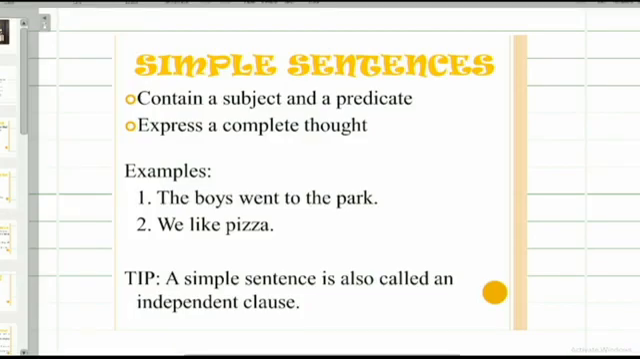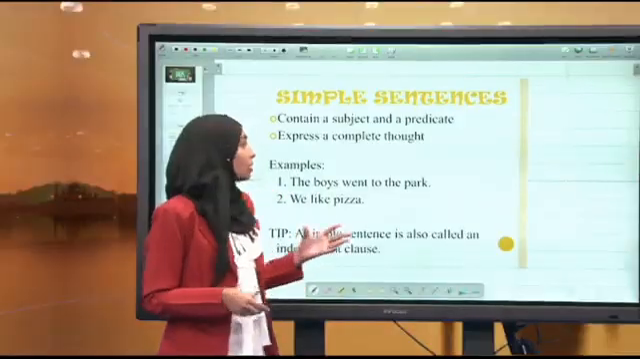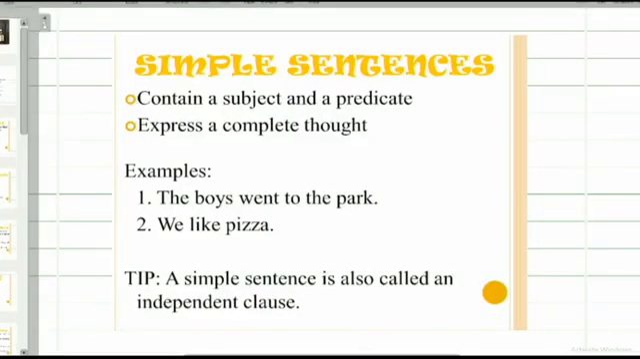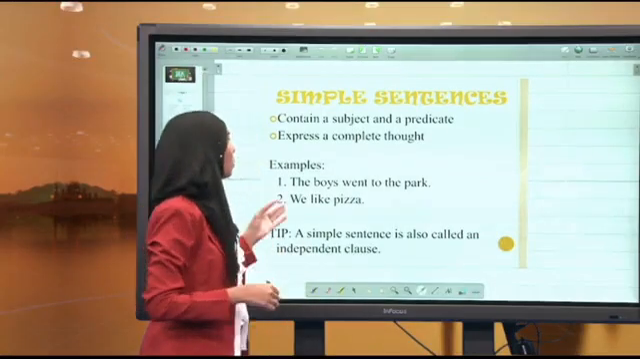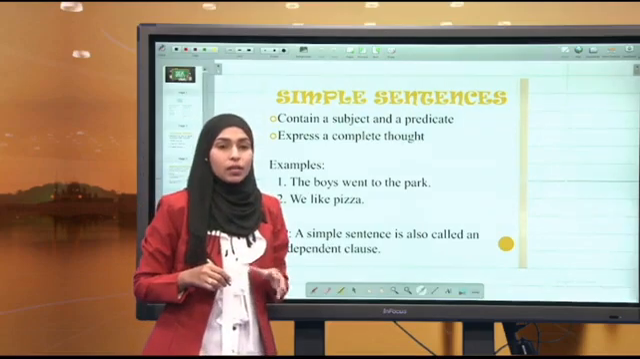So we're looking at a simple sentence, and for our first point there, we can see that a simple sentence contains a subject and a predicate. First of all, do you know what is the subject of your sentence and what is the predicate of your sentence? Those little bits of information are very important. For those of you who do not know, a little reminder: your subject is the who or what of your sentence. Your predicate is everything after your subject. And a little later, I'm going to demonstrate in our examples how you can find your subject and your predicate. Also, in a simple sentence, you should express a complete thought.